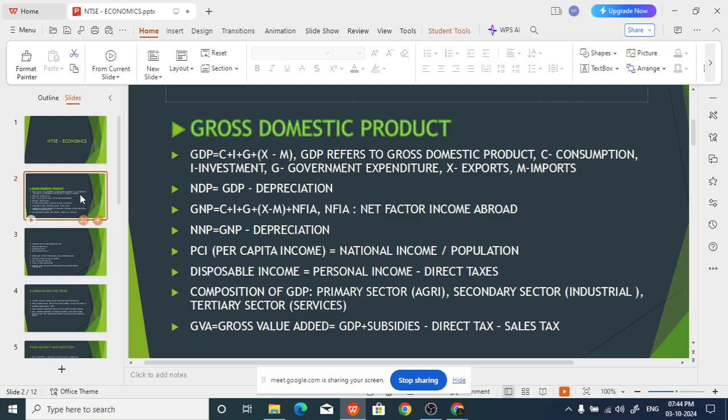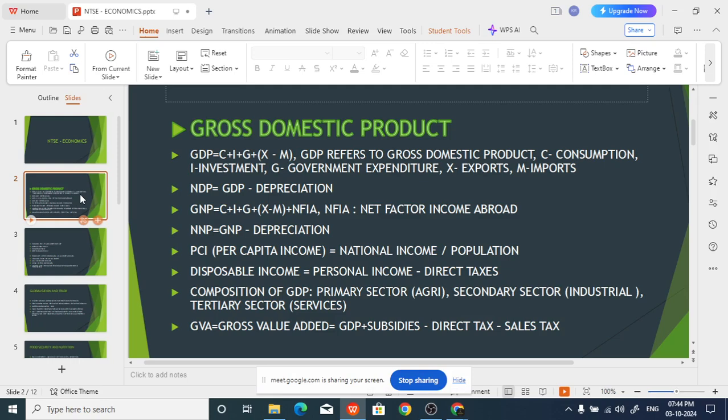PCI, per capita income, equals national income divided by population. Disposable income is personal income minus direct taxes. Composition of GDP: primary sector, agri; secondary sector, industrial; tertiary sector, services. That much is enough.